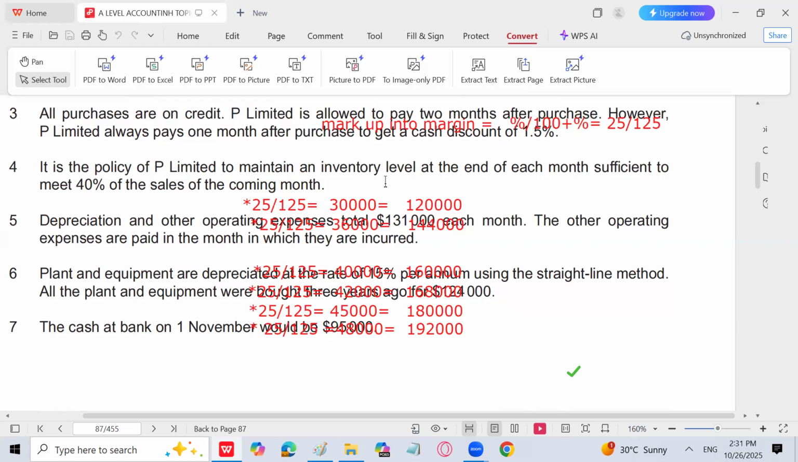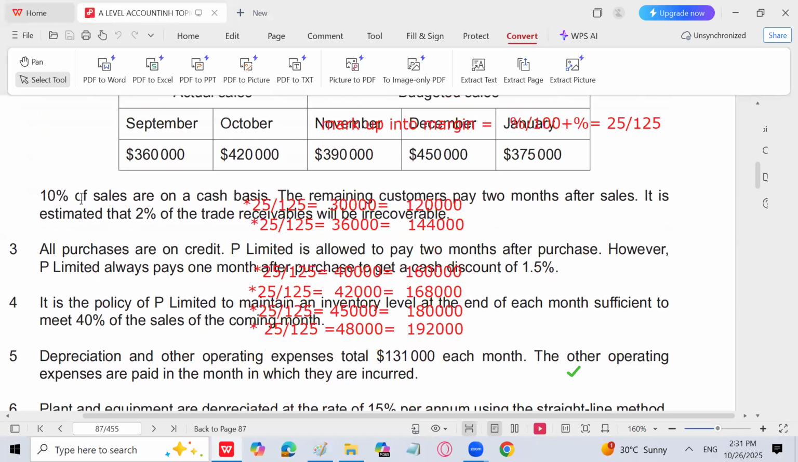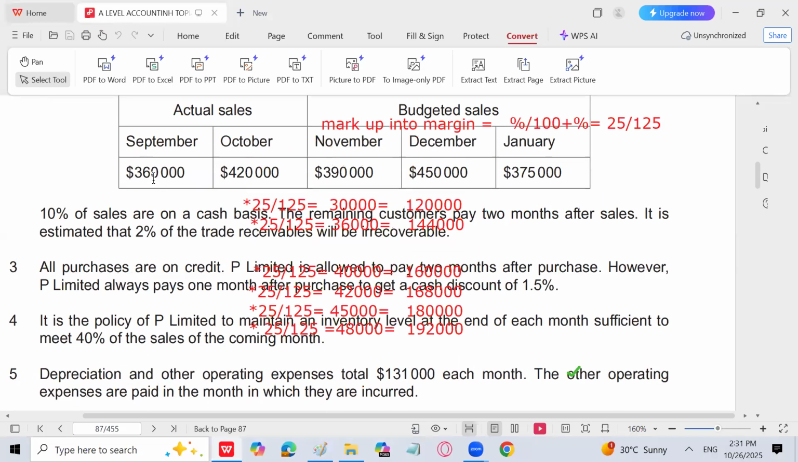Because you can't write inventory at market price, at sales value. Inventory is always at cost. You need to find purchases at cost. So 40% of the sales of the coming month means, yes, if September we want to find, the next is the October sales. The inventory is September closing inventory is the 40% of the October cost of sales, not October sales. Oh my God. Sir, how confusing is this?